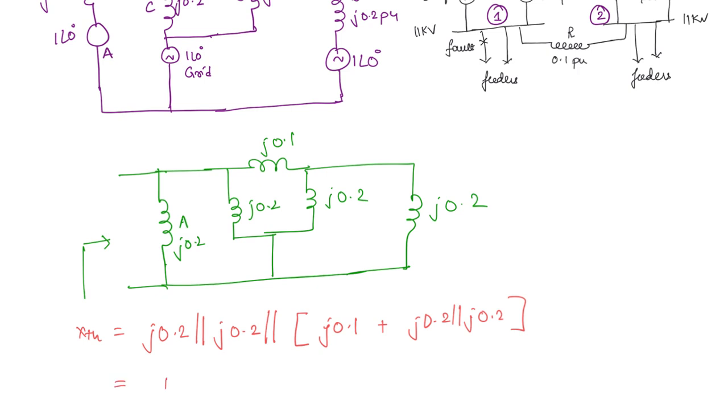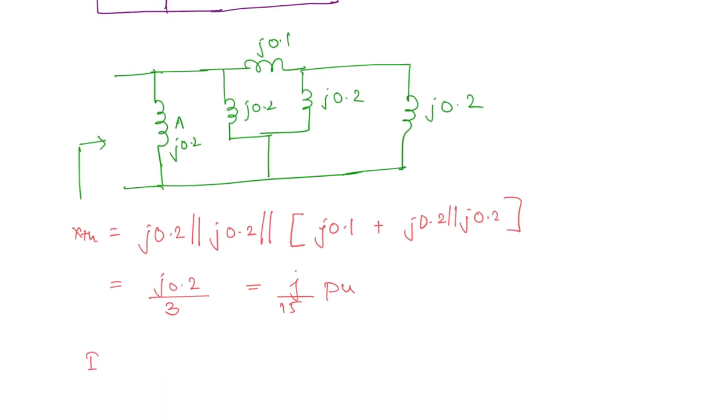So what will that be? j0.2 by 3. So this is going to be j0.2/3, that is 15 per unit. Okay. Then what will be the fault current? This is going to be 1 by XTH. So here we are only concerned with the magnitude, right? So this is going to be 15 per unit. Okay. So anyways, they have not given the base values, they said that it is on a common base and kVA, all the per unit values, but they didn't give the base values. Okay. So we will get the final answer in per unit.